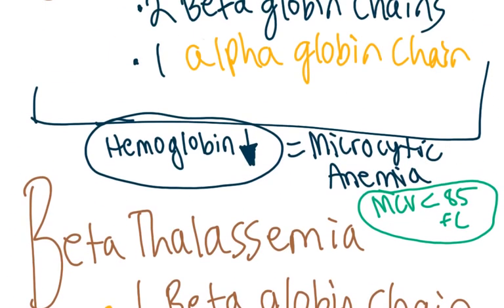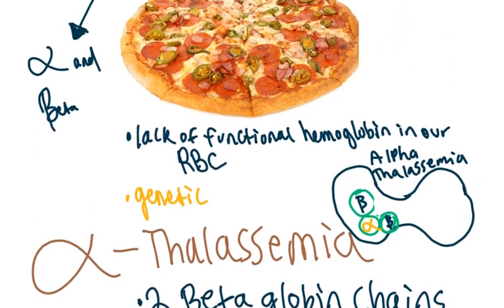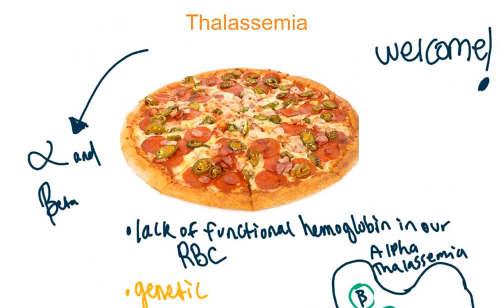Okay, so that's pretty much it. That's what I wanted to get through for another type of anemia called thalassemia.